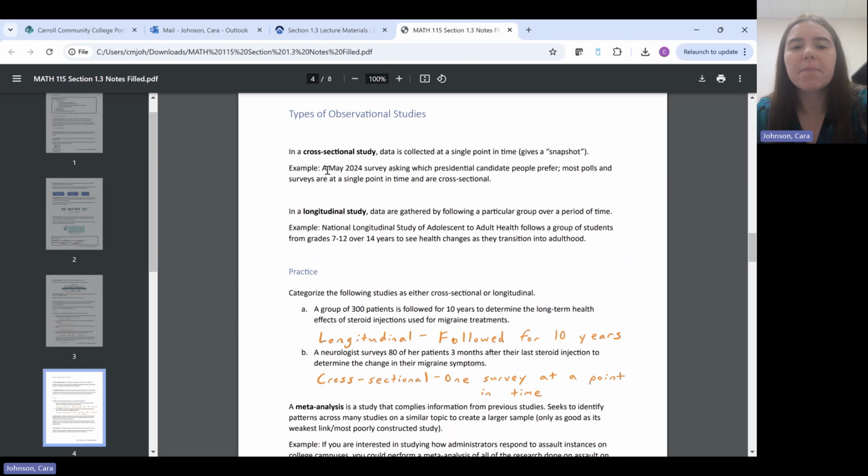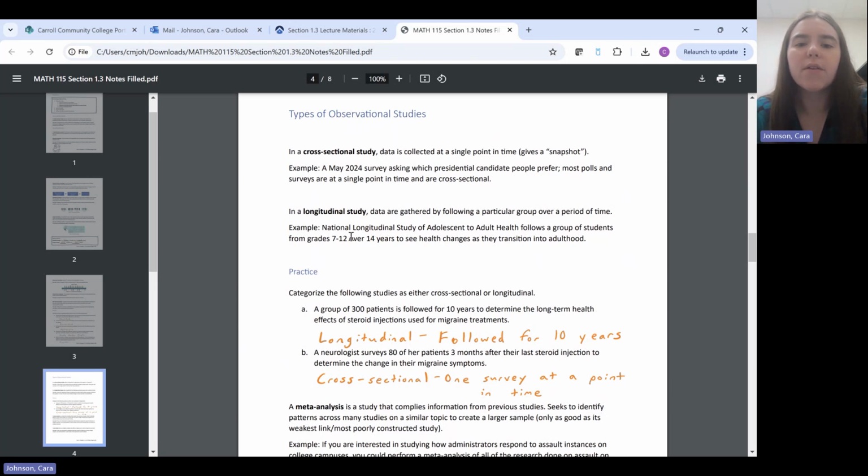So a cross-sectional study example: data collected at a single point in time, kind of like a snapshot or a screenshot. So a May 2024 survey asking which presidential candidate people prefer. That is taken at a single point in time, right? May 2024, that's what makes it cross-sectional. Polls and surveys are almost always cross-sectional. They're given at one point in time. Versus a longitudinal study, it follows a group, like I said, over a period of time.